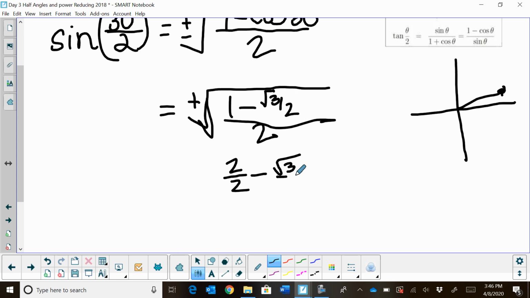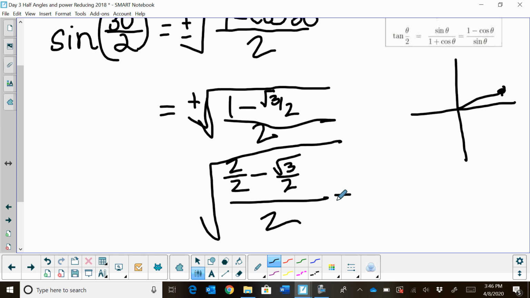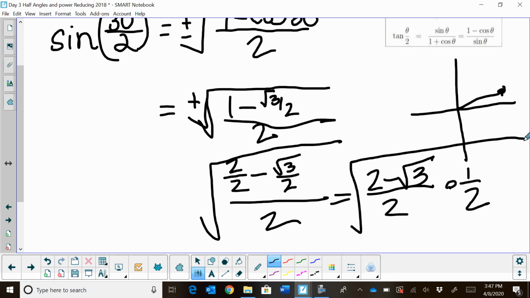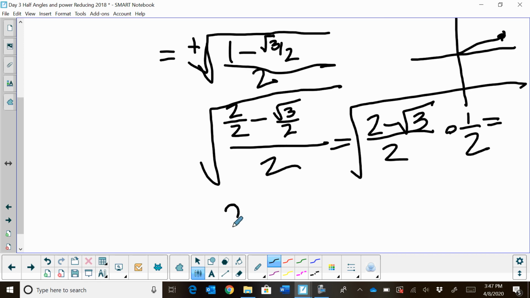So we're going to rewrite the numerator as 2 minus the square root of 3 all over 2. Okay, and that's going to be 2 minus root 3 on top. On bottom we have 2 times the reciprocal of 2, which is 1/2. And again, this is all under the radical. So what have I got left? I have 2 minus root 3 all over 4, all under a radical.